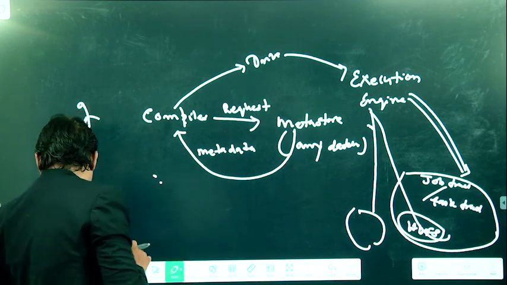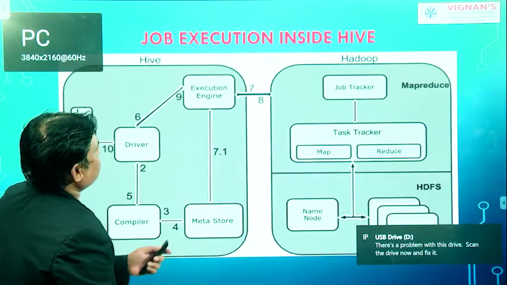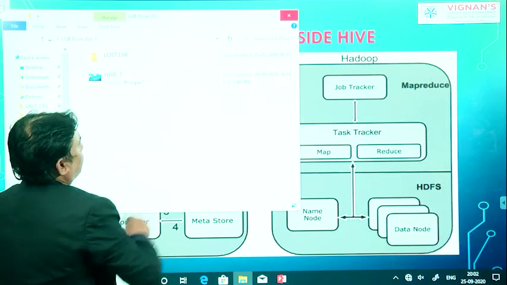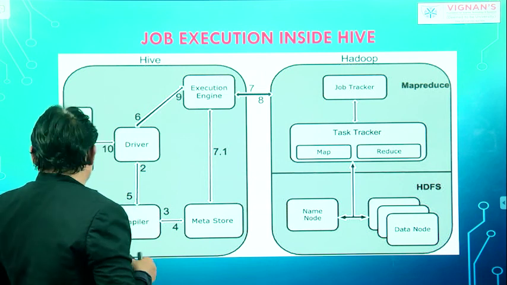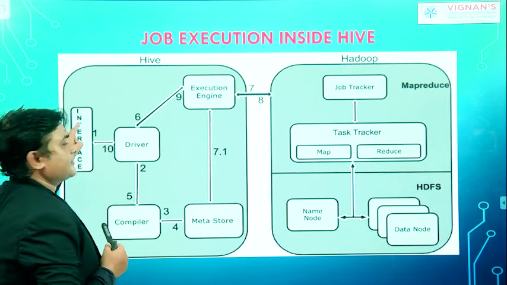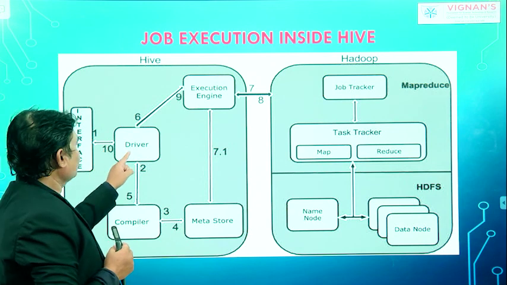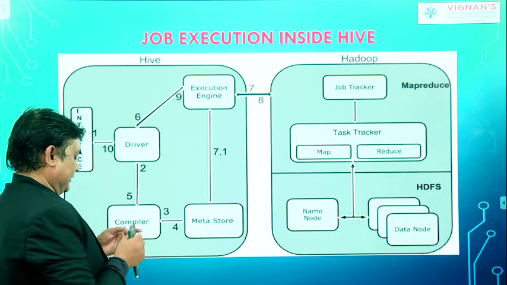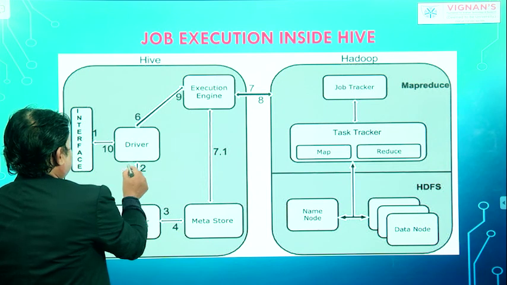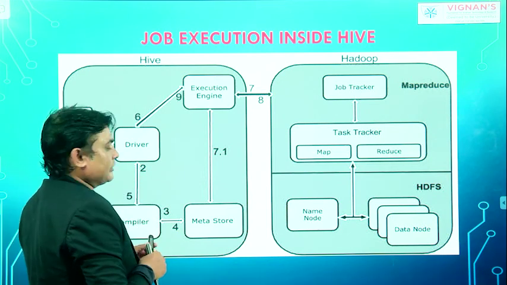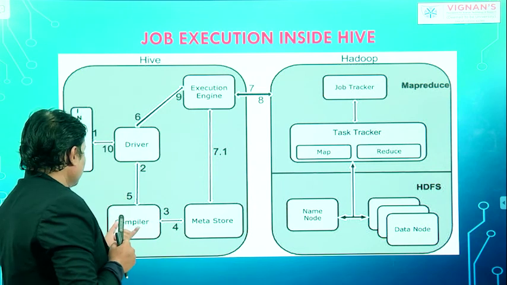Now we can see this job execution inside Hive. As I told you earlier, the same thing can be explained here. We have the interface, that is your client. The client sends the queries to the driver. We call it the driver. Now what will this driver do? It will give this plan or query to the compiler.